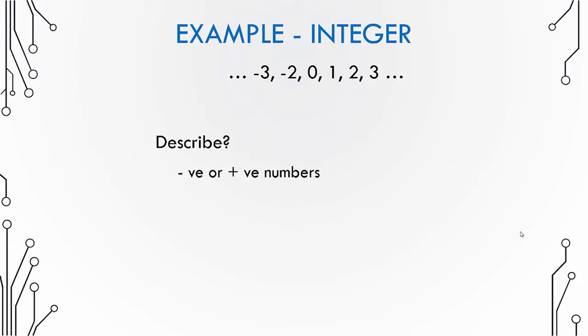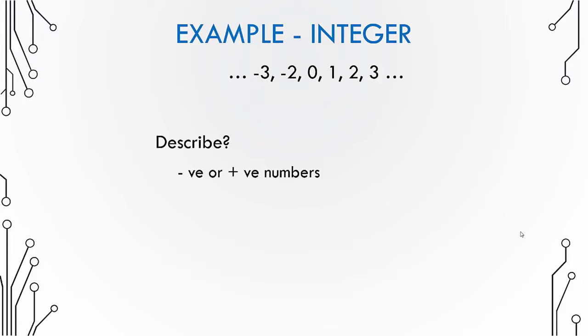So you have this abstract data type of integer. We said that abstract data type basically describes the properties and the operations of that type of data. So how would you describe an integer? Well, an integer can be negative or positive. So we have positive and negative numbers as integers.